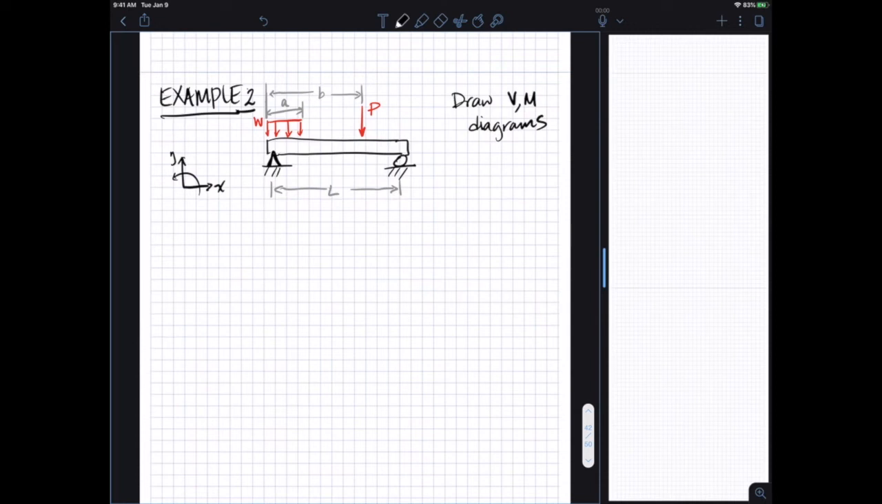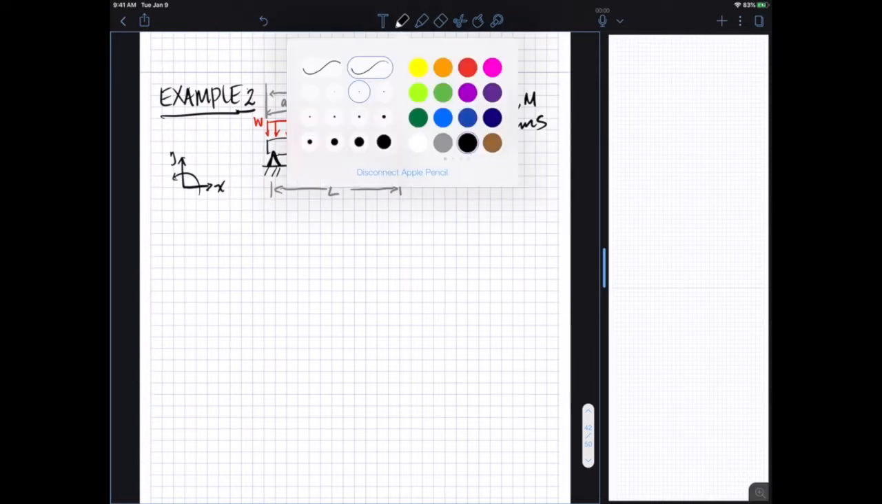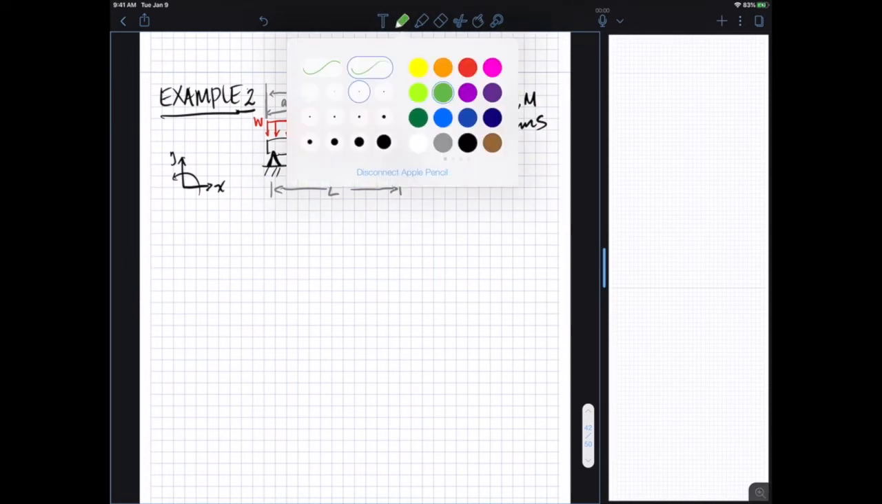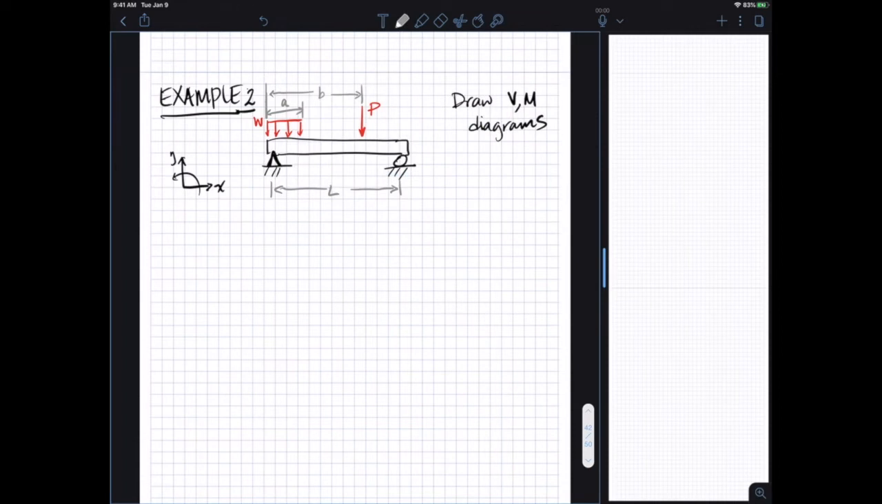Okay, let's do another one. So here now we have a little bit more complicated loading setup, and we're asked again to draw the shear and bending moment diagrams for the internal forces acting along or within this beam, for the given loads. So we know now that we're going to need to figure out how many sections we need to come up with in order to identify those loads.